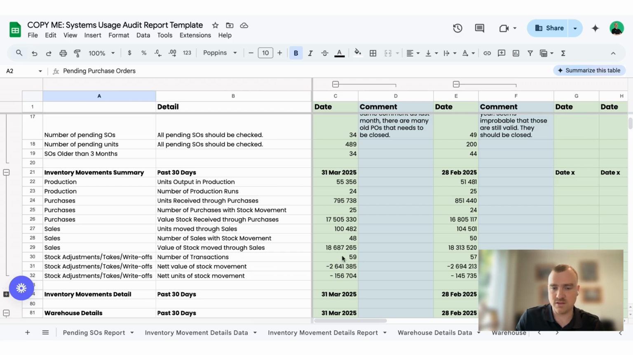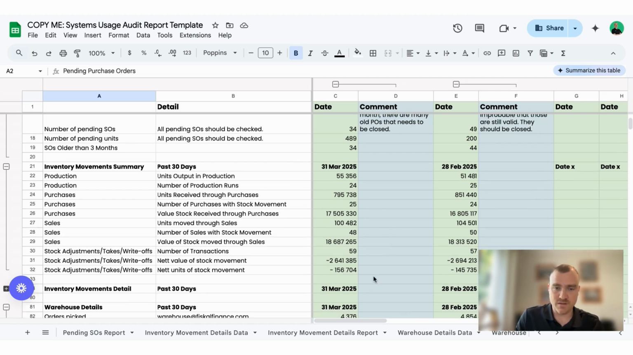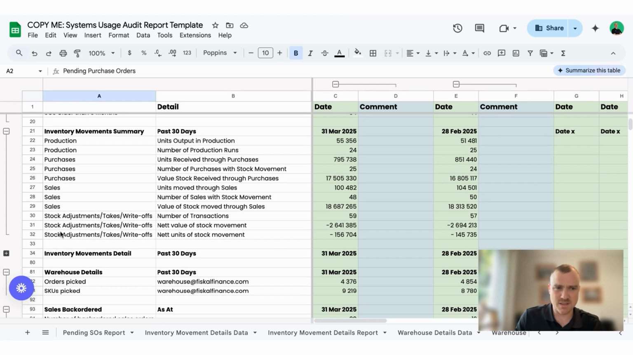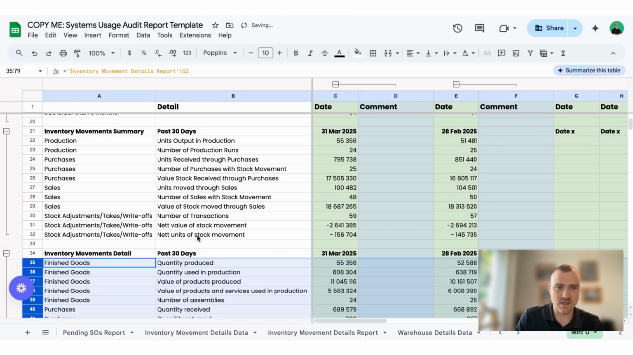So I'll show you the detail in a bit, which you can also just dig into. But always have a look at this number and make sure that this is what you expect: the number of transactions, but also the net value of the stock movement. This is quite a high value year of stock written off. And this is the number of units written off.